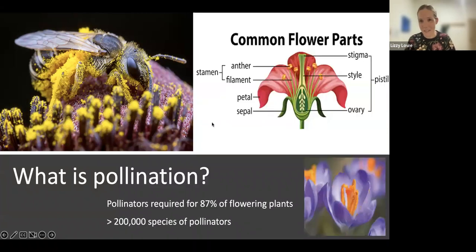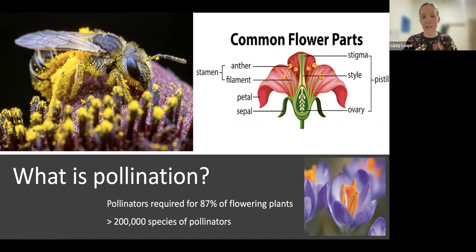So when it gets down to the real nitty-gritty of it, pollination is just getting the male sperm from the plants into the female oviduct. And if we see this little picture here of the common flower, basically the pollen or the sperm is produced by the anther, which comes off the end, and it needs to come into that part of the flower. So basically any animal or mechanism which gets the pollen from one flower to another is pollination.